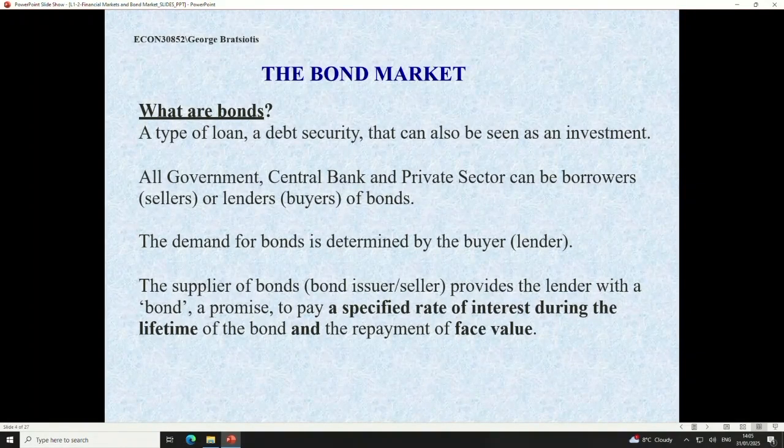So the thing is this now. Who are the bond sellers and the borrowers? There's always confusion. You might find this a little bit funny now, but I can tell you, you will see many students still confusing who's the borrower and who's the lender. So if I say to you somebody sells bonds, is he the borrower or the lender?